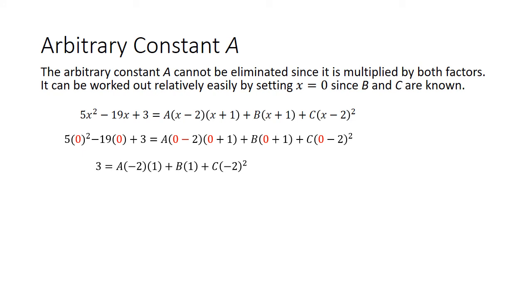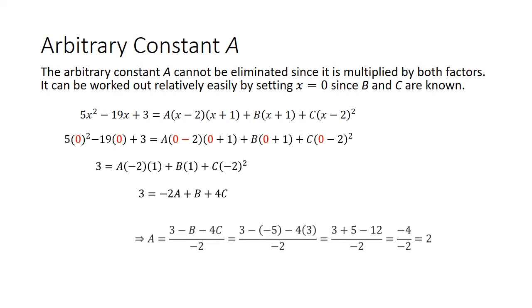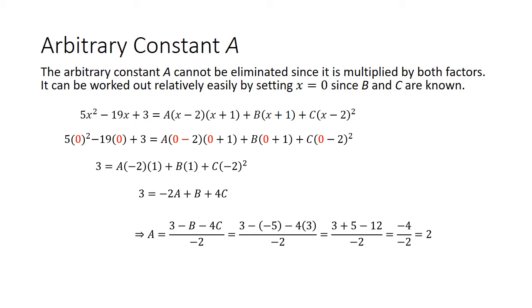That is equal to a times minus 2 times plus 1 times b times plus 1 plus c times minus 2 squared. So if we multiply those out, we end up with the expression 3 is equal to minus 2 times a plus b plus 4c. We're looking for a in this case, so I bring the b and the c to the other side, and we divide across by the minus 2. So a is equal to 3 minus b minus 4c, divided by minus 2.